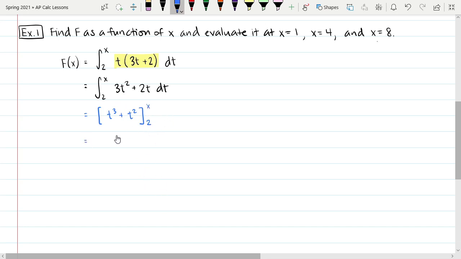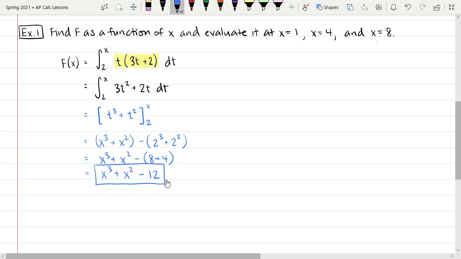And so we get x to the third plus x squared minus 2 to the third plus 2 squared. And that's going to become x cubed plus x squared minus, now this is going to be 8 plus 4, and so finally we get x to the third plus x squared minus 12. So this right here is our capital F as a function of x.